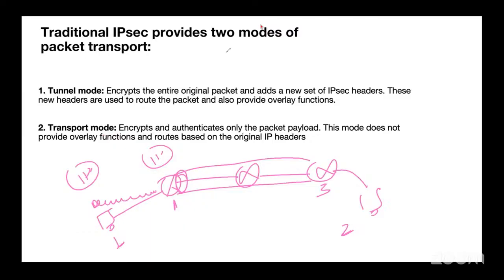Talking about your transport mode, your actual source is also him only. So my data is created by him as well as the tunnel is started here only. So this encrypts and authenticates only the packet payload. This mode does not provide any sort of overlay functions. So here on top of the IP header, I don't have anything, because your tunnel starting point and data starting point are both the same, guys.